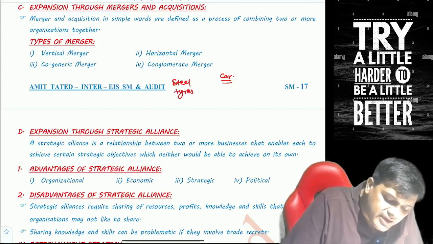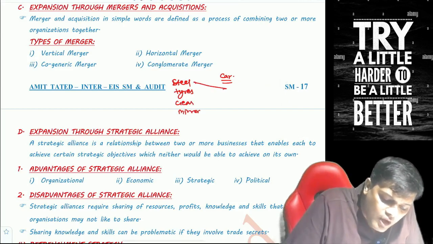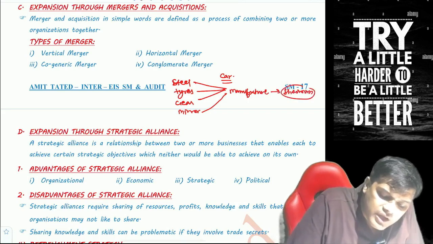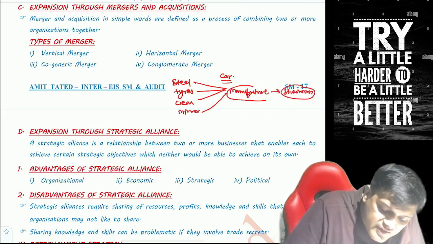I buy from a supplier is the gearbox. I buy from a supplier is the mirrors. I combine all of this and manufacture the car. Then I give it to a showroom, taken care of by a third party, and they sell it. This is my main task.